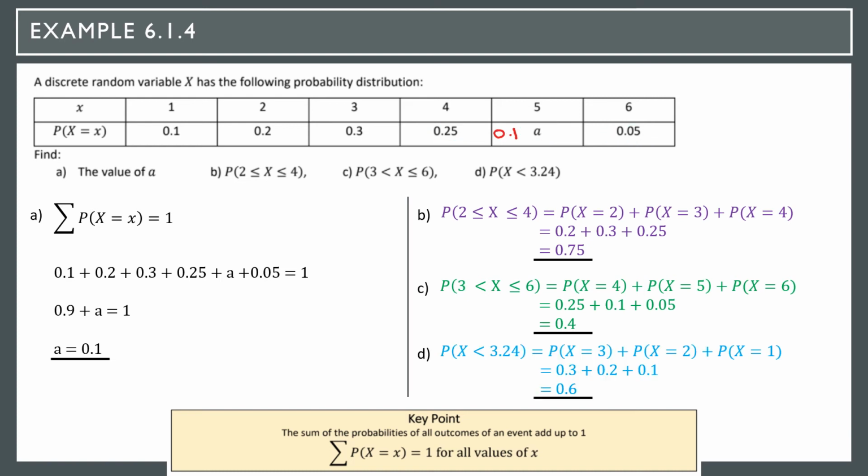So exactly the same for part D then, so we want the probability that x is less than 3.24, so I'm just going to consider all the possible values of x for which x is less than 3.24, and here using our probability distribution we can see that that's true when x is 3, 2 and 1. So I'm just going to add up the probabilities that I've just circled to find the probability that x is less than 3.24, and we're left with 0.6.